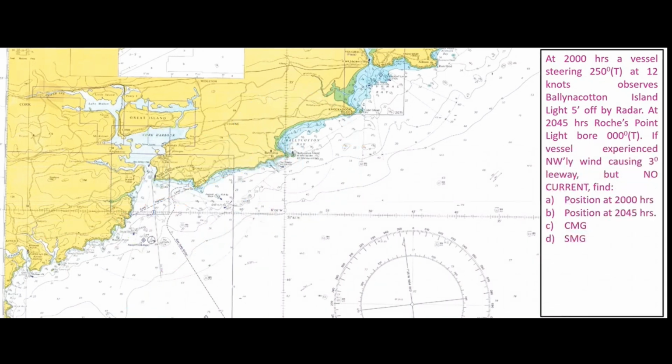Now we take the same example, but now we introduce only wind. At 2000 hours, a vessel steering 250 degrees true at 12 knots observes Ballinacotton Island light 5 miles off by radar. At 2045 hours, Roche's Point light bore 000 degrees true. If the vessel experienced northwesterly wind causing 3 degrees leeway, but no current, we need to find the two positions, CMG and SMG. First, we allow for wind.